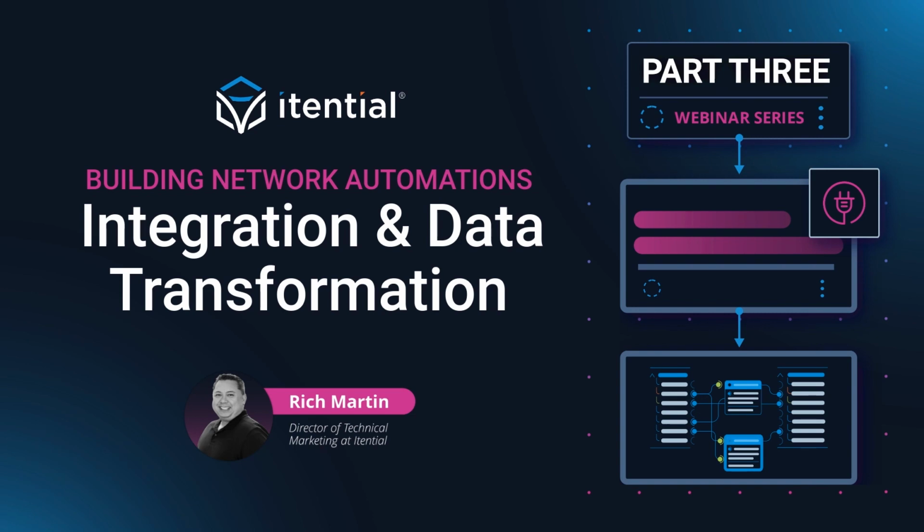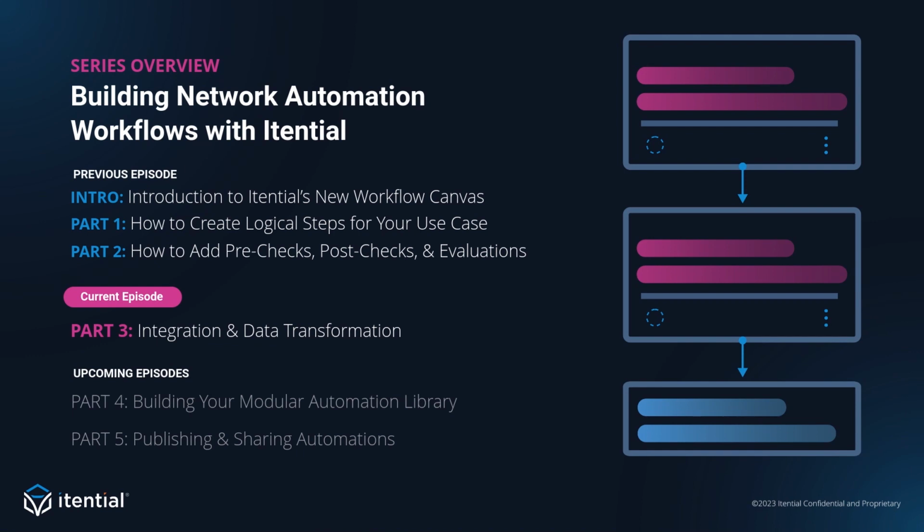And today we're in part 3 of our ongoing series on building network automations. We are going to focus on integration and data transformation, two really important aspects of building your automation, not just with Itential, but really if you're going to build automations in general. These are things you have to address and take a look at. That's where we're currently at today. We've covered some more foundational things, and we're moving forward as we build an automation out.